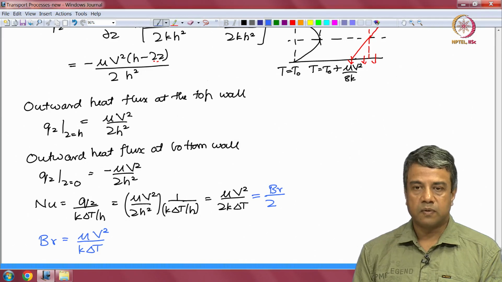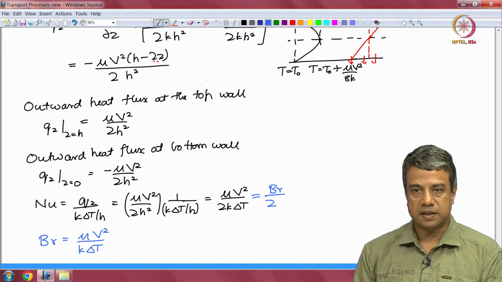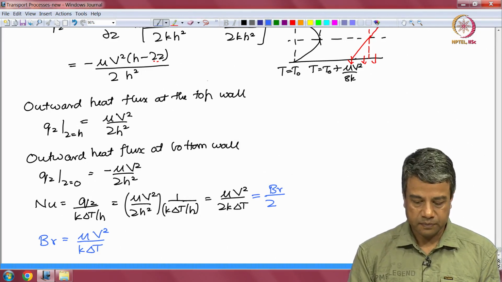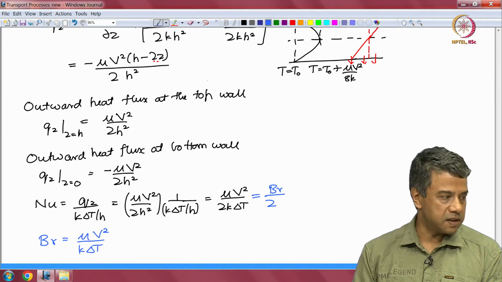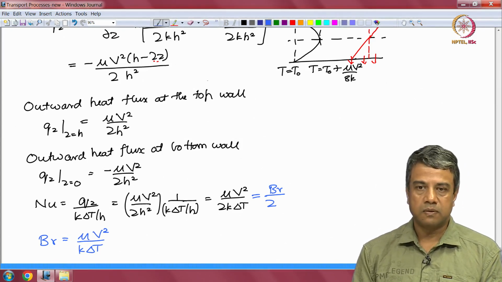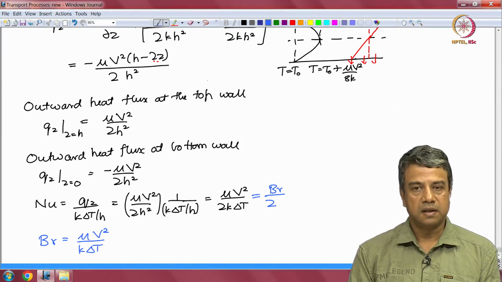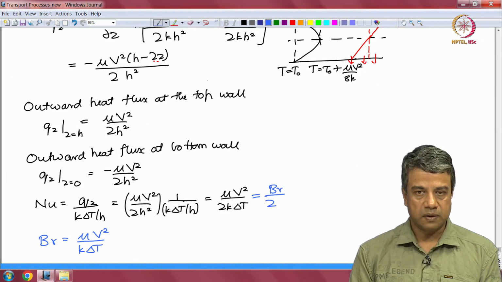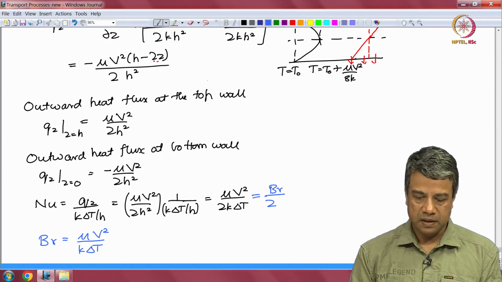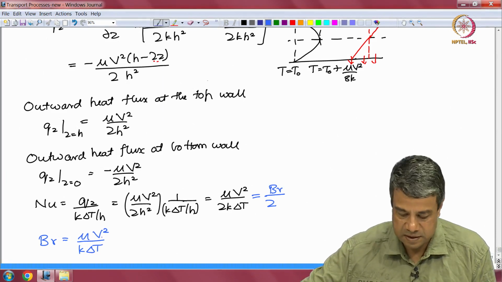This is a problem where the energy conduction is entirely due to the viscous heating. Okay. So, if energy conduction is entirely due to viscous heating, then the Nusselt number is equal to Brinkmann number divided by 2 for this particular case, where there is a linear shear flow between two surfaces. Okay. So, that is how we get the energy production rate due to viscous heating.